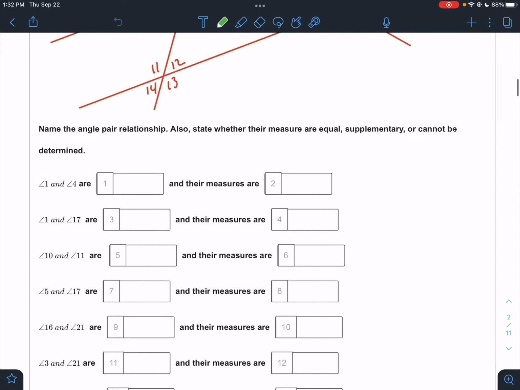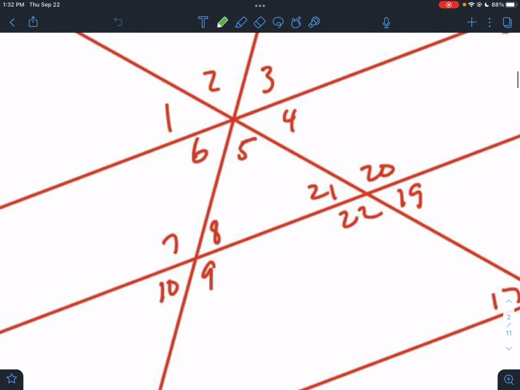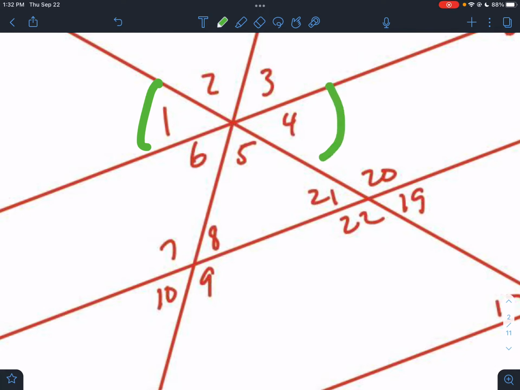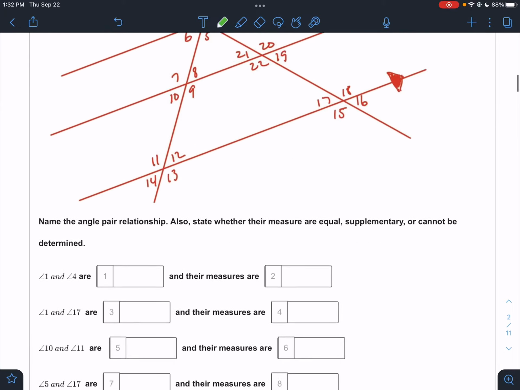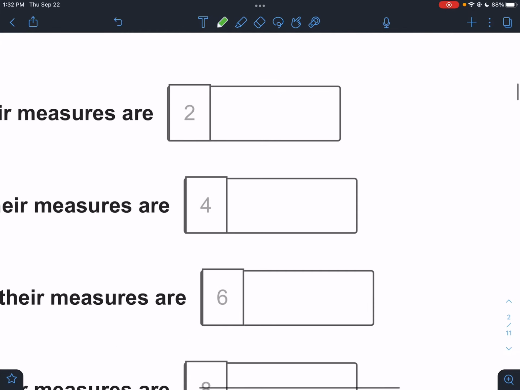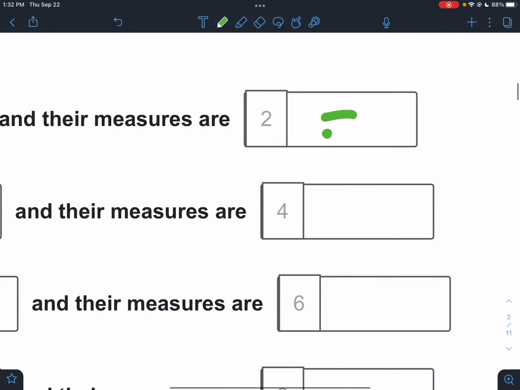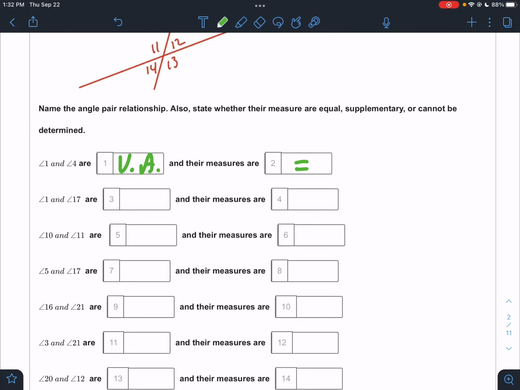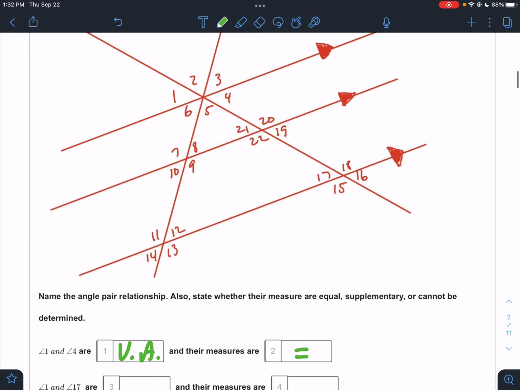So on this first picture, angle 1 and 4, let's start with that. If we mark angles 1 and 4, this is from chapter 1. If you were to connect these, we make that letter X. Those angles are exactly opposite each other. Those are vertical angles, so that has nothing to do with parallel lines. That's just one intersection. That's all from chapter 1. And what do we know about the measures of vertical angles? They're always equal. So 1 and 4 are vertical angles. They're equal.